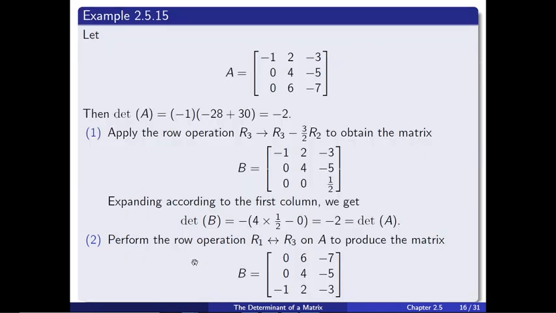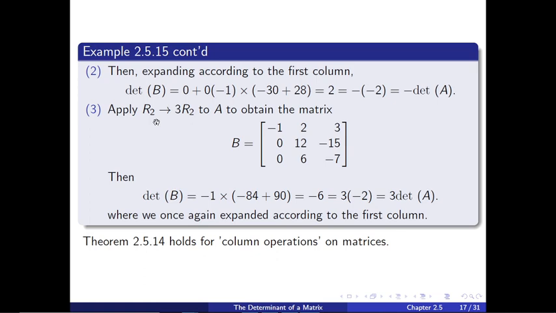Now let's go on to the last, where we do scalar scaling of a row. So apply R2 goes to 3R2 to A, we get that. And then if we find the determinant, we can expand according to the first column, and we find out that this is equal to -6, which is equal to 3 times -2, which is equal to 3 determinant of A. So that k is what we see there.